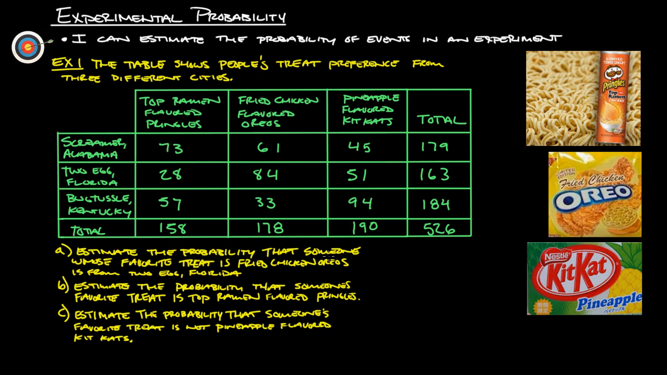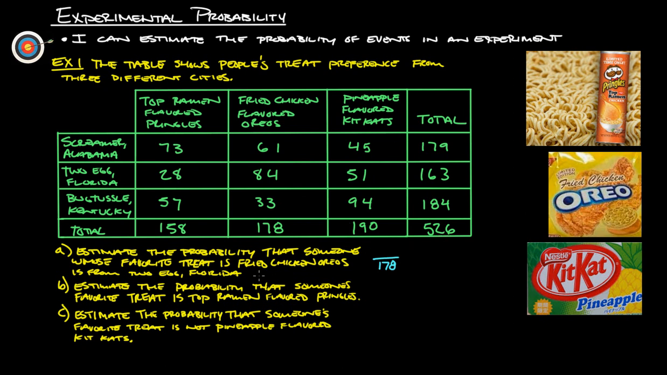Estimate the probability that someone whose favorite treat is fried chicken Oreos is from Two Egg, Florida. Okay, so what we're doing is, let's see, there's 526 total people that participated in all of this. But what we're trying to figure out is the probability that someone whose favorite treat is fried chicken Oreos is from Two Egg, Florida. So we're only going to look at the people whose favorite treat was fried chicken Oreos. So that is our 178. So we're only looking at the 178 people whose favorite treat was fried chicken Oreos.